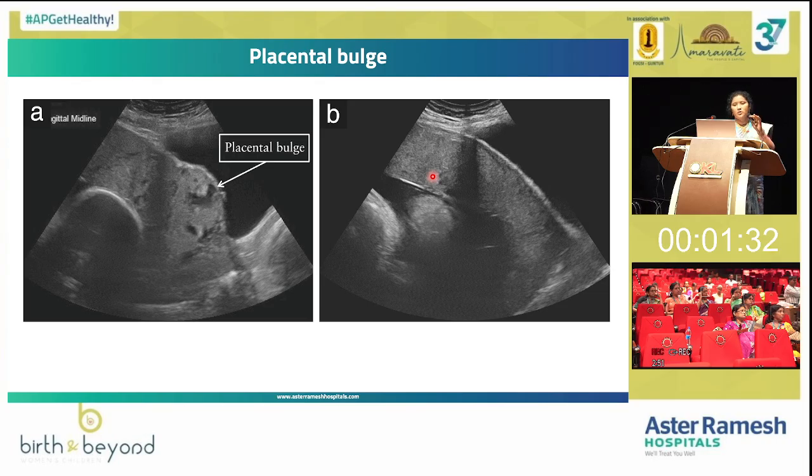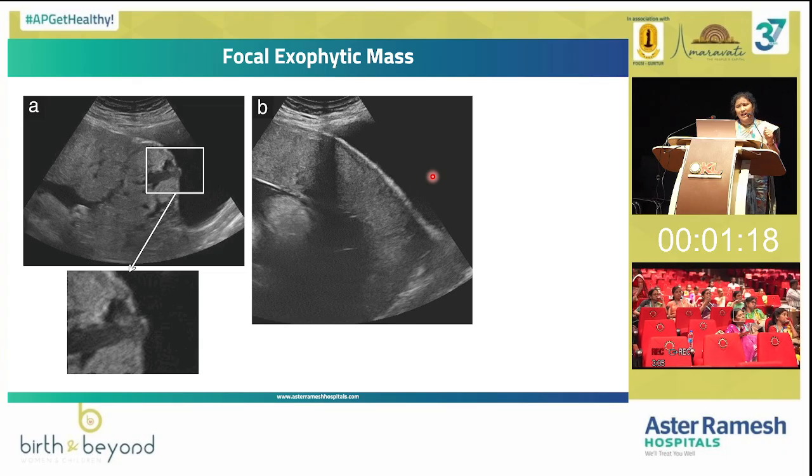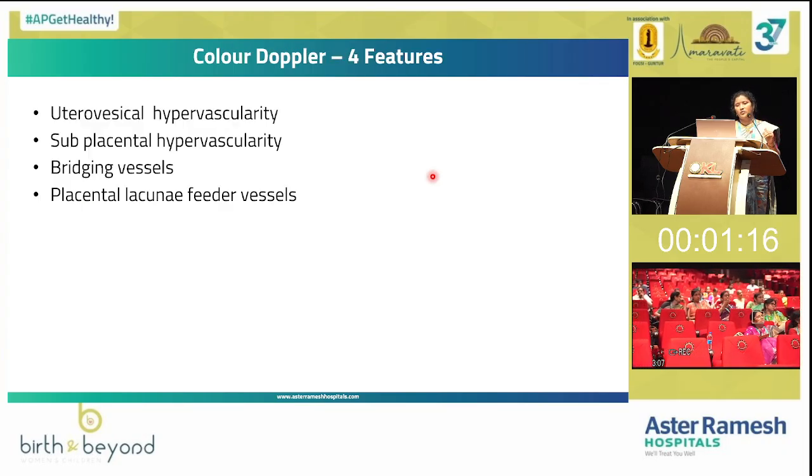Placental bulge. Here you can see a clear line, and here there is a bulge in the placenta. And focal exophytic mass. In one area there is an interruption in the bladder wall. It indicates a focal exophytic mass.